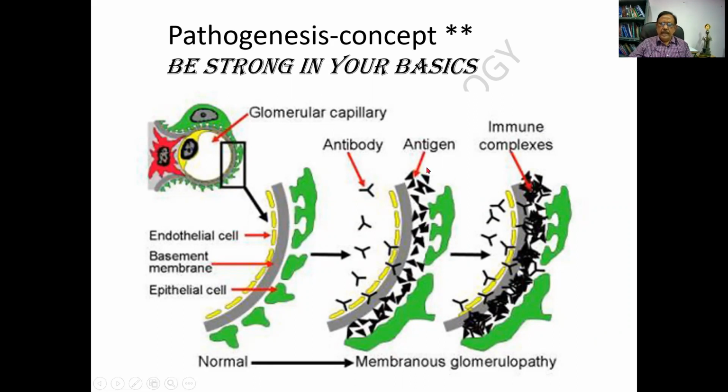There can be some antigens which are planted or implanted in the subepithelial region. And there can be antibodies which are produced in our body. They together form a complex. The antigen antibody complex, also called the immune complex. And these get deposited in the subepithelial region of the basement membrane, leading to a membranous glomerulonephritis or glomerulopathy.